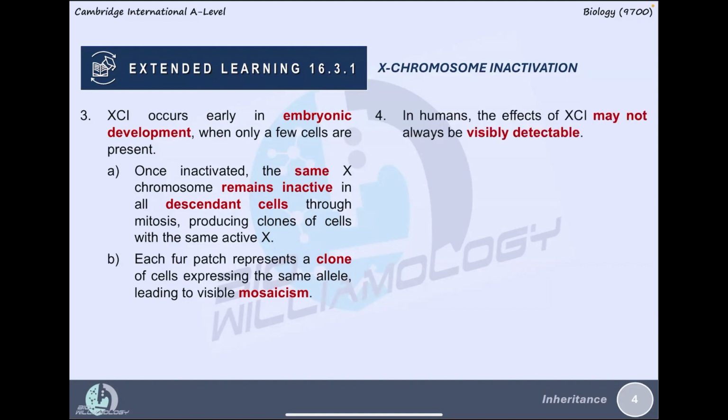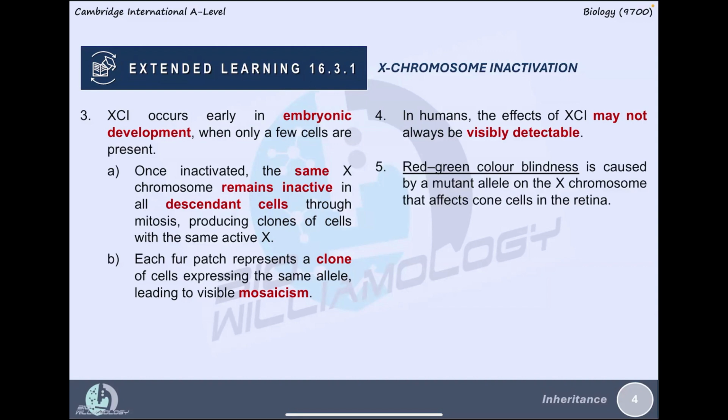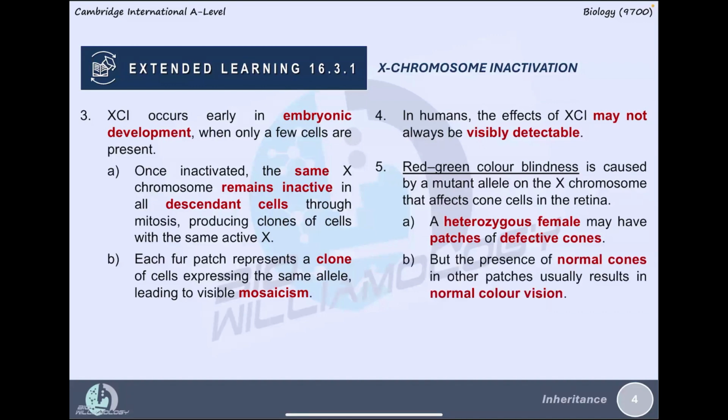In humans, the effect of X chromosome inactivation may not always be visibly detected. For example, we have red-green color blindness. It is caused by a mutant allele on the X chromosome that affects the cone cells that detect color in the retina. A heterozygous female may have patches of defective cones, but the presence of normal cones in other patches usually results in normal color vision. It is sufficient even though only half of them are functioning.